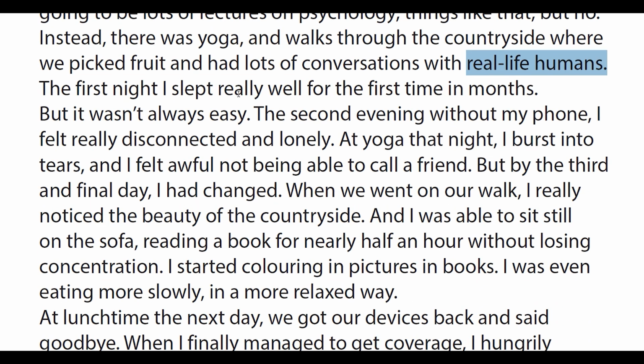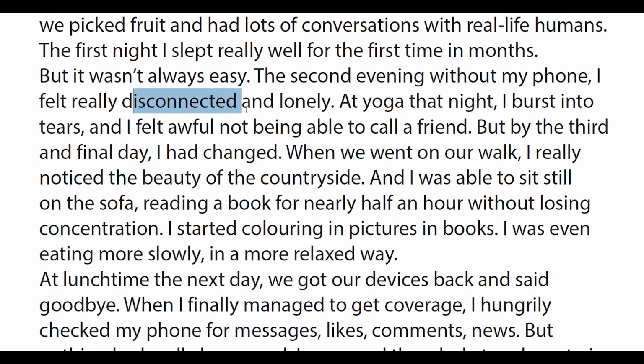Первую ночь я спала очень хорошо. За первое время, уже месяцы такого не случалось. Но это не всегда было легко. А вот на втором вечере без моего телефона я почувствовала себя отключенной и одинокой. Тем вечером на йоге I burst into tears, то есть я разразилась слезами, то есть расплакалась, и я почувствовала ужасно, что не могу позвонить подруге или другу.